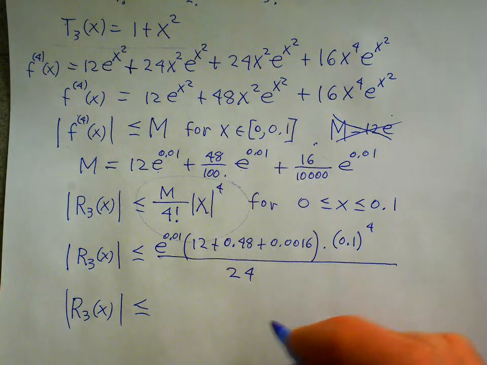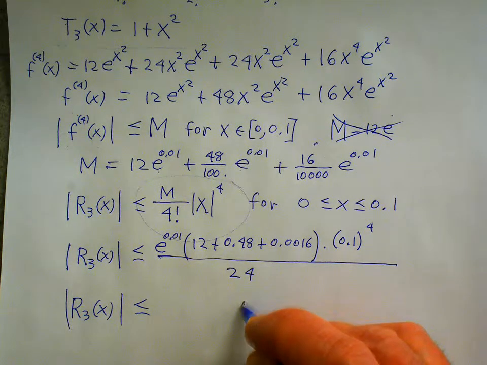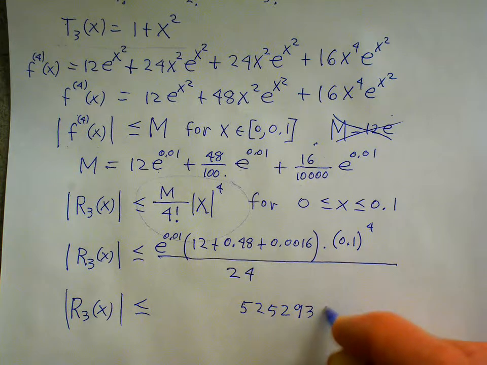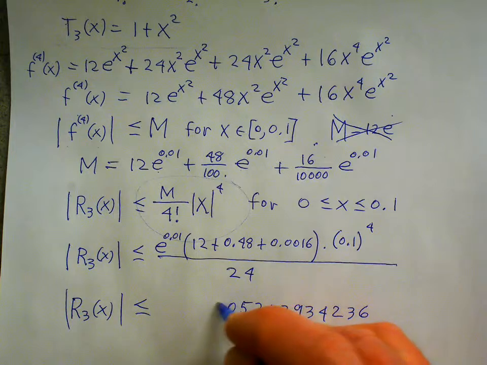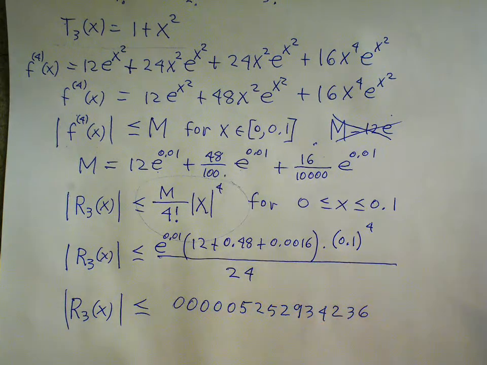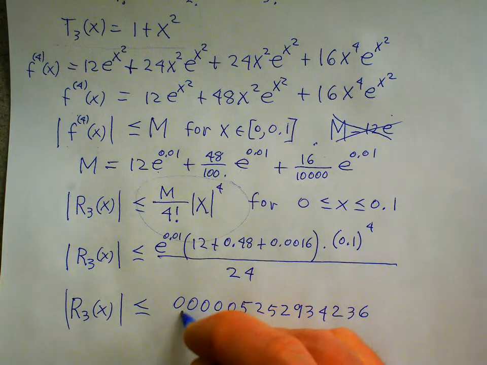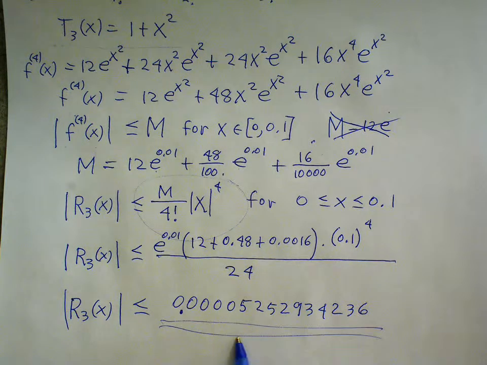Okay, so I get scientific notation again. So that's how close that degree 3 Taylor polynomial approximates f of x equals e to the x squared on that interval from 0 to 0.1.